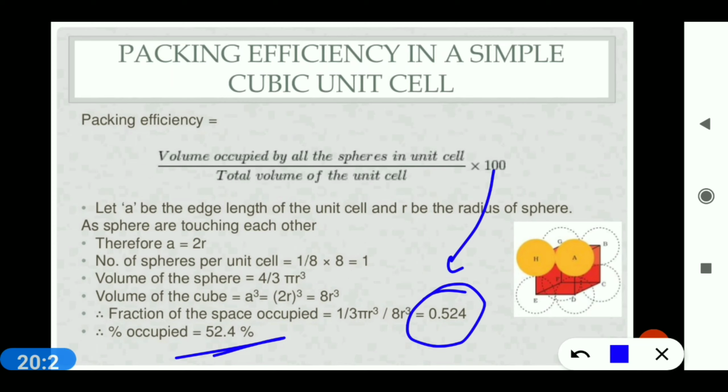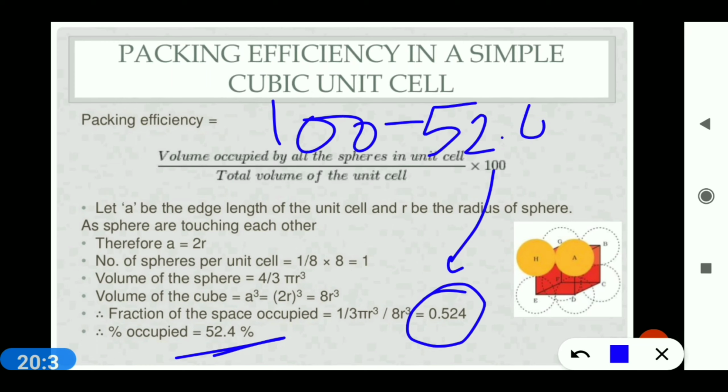It means 100 minus 52.4 is equal to the empty space or the void percentage.